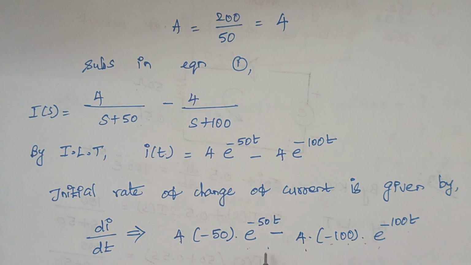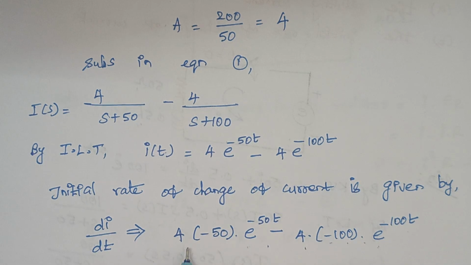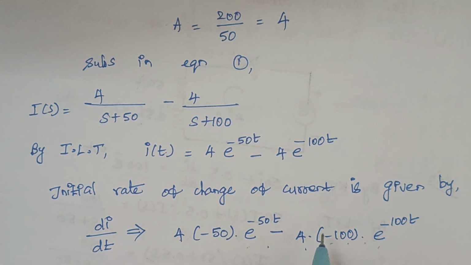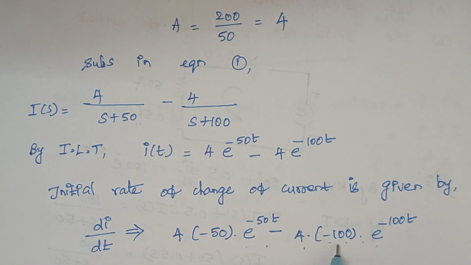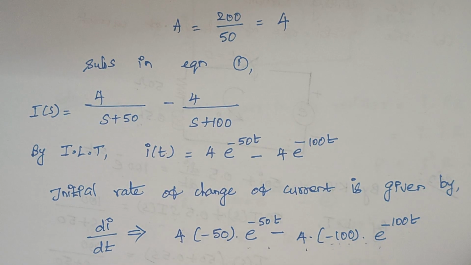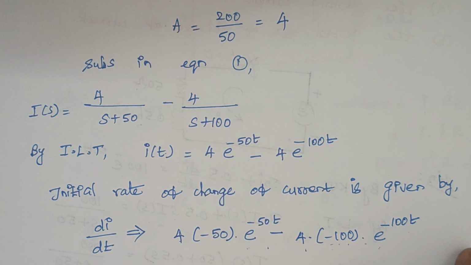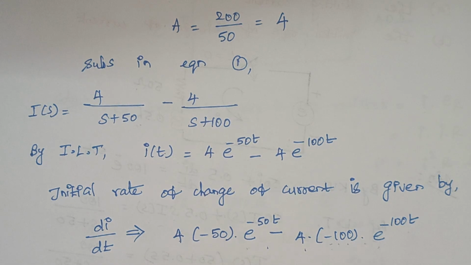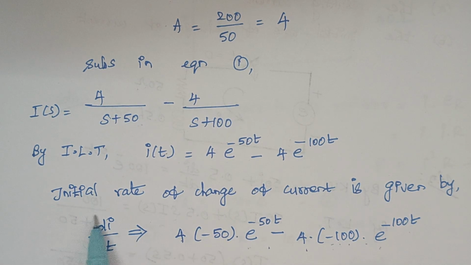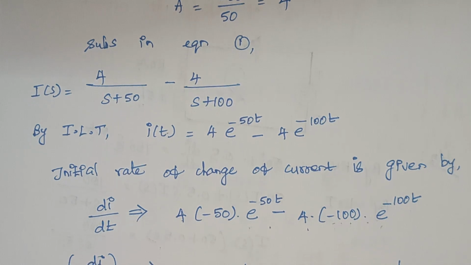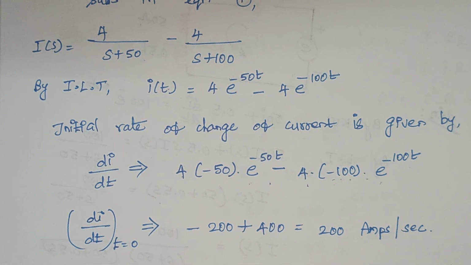So once you multiply, you see here our expression becomes minus 200 and here this becomes plus 400, right? Now in this case we have to substitute the value of t as 0 because we are going to calculate the initial rate of change of current. So when you substitute the value of t as 0, what happens?